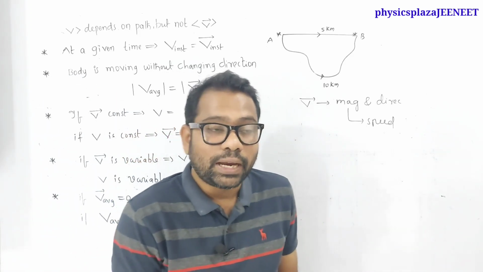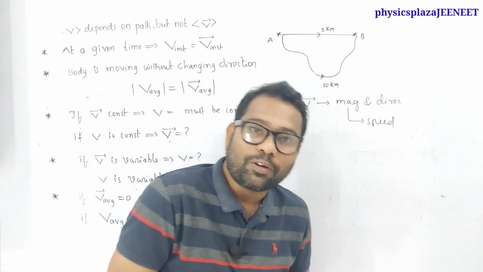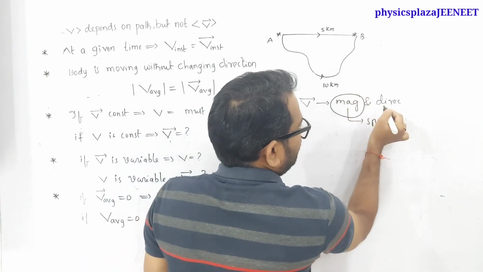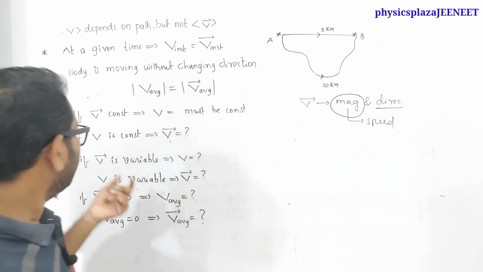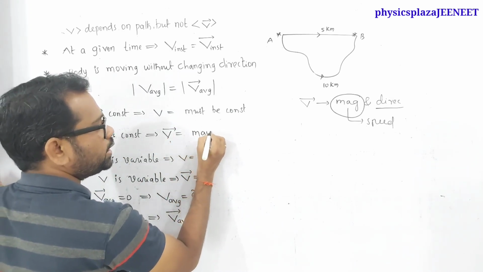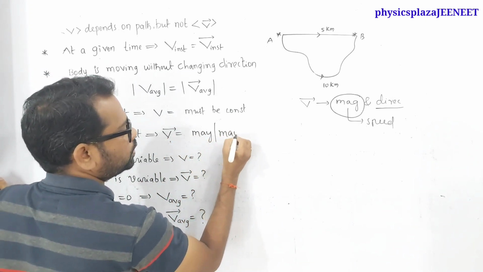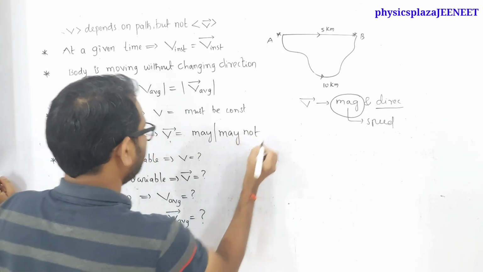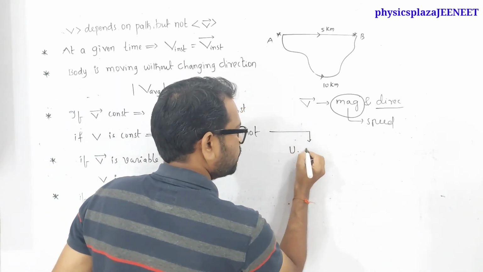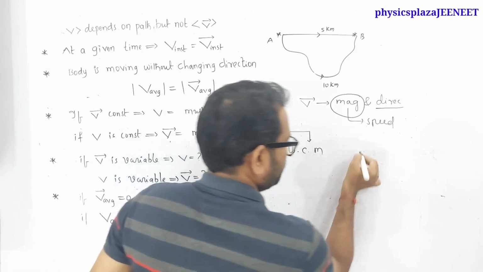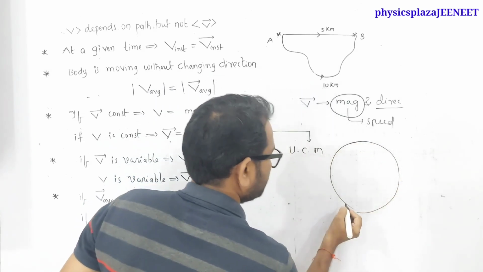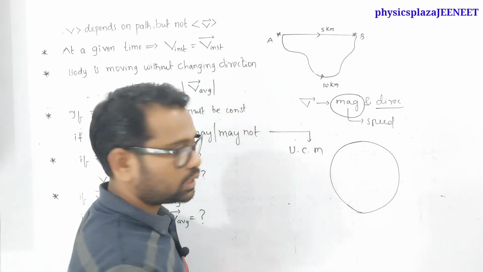No, we can't say that velocity must be constant, children, because speed talks about the magnitude only, we are not sure about the direction. So if speed remains constant, velocity may or may not. The best example for this, children, is uniform circular motion. In uniform circular motion, the body is going along a circular path, children.